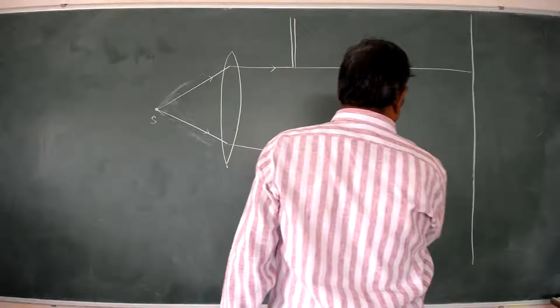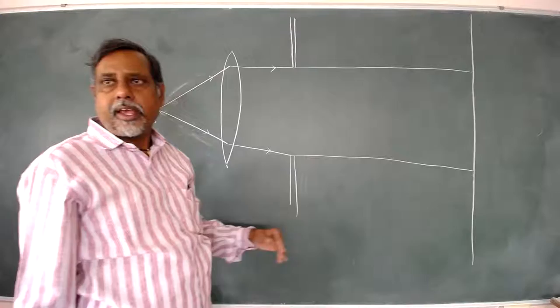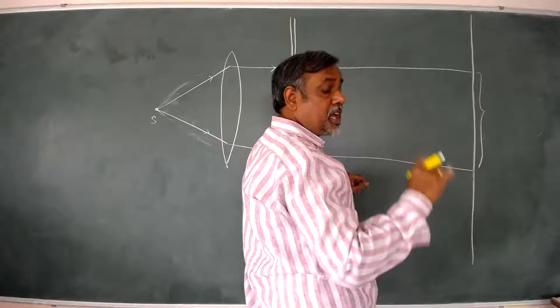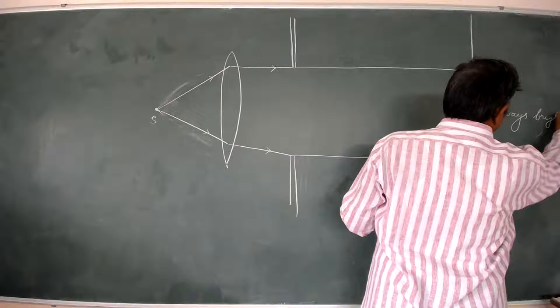Because this is opaque, no light has to enter through this opaque region, as per the rectilinear propagation of light. So, on the screen, what about the central portion that you obtained? This must be the central region which is always illuminated, the always bright fringe. Here, the always bright band is absent.